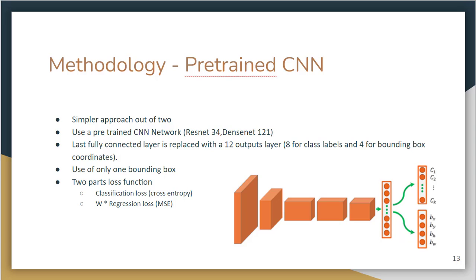We use a 2-part loss function for classification and regression aspects of the problem. Cross entropy loss is considered for classification and mean square error loss function for regression, which is weighted to draw more focus on it because of the complexity of the regression part.